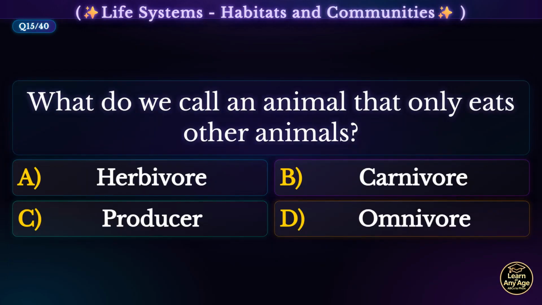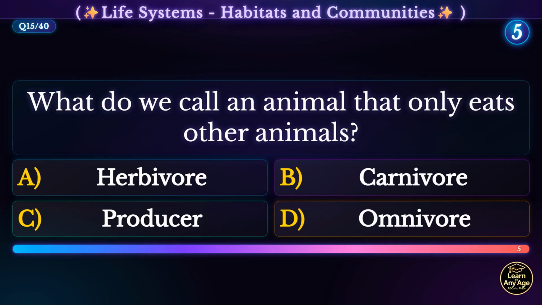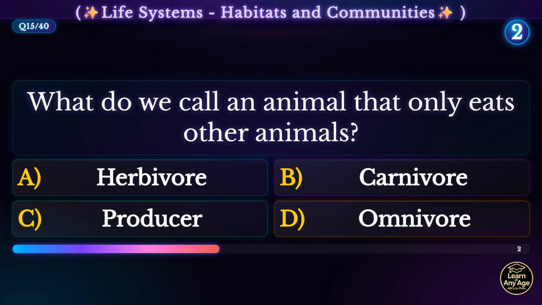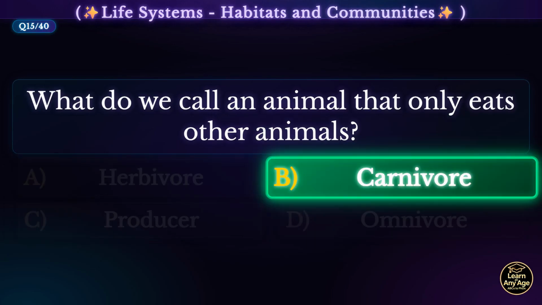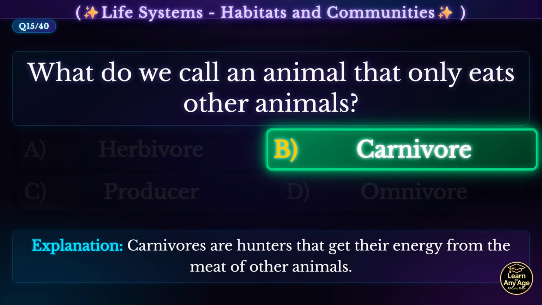What do we call an animal that only eats other animals? Herbivore, carnivore, producer, omnivore. Carnivore. Carnivores are hunters that get their energy from the meat of other animals.